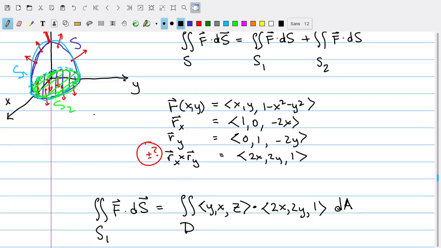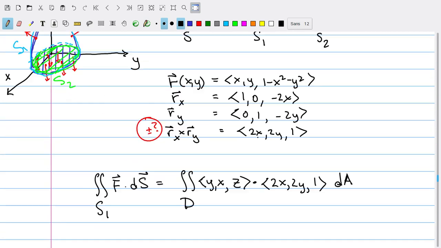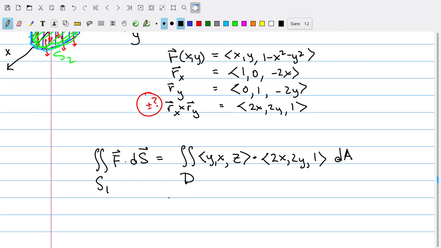And I want to look back at my parameterization. What domain should I integrate this over? And it's very clear to me right now. It should be integrated over the circle. So this is integrated over the circle, x squared plus y squared less than or equal to 1. So let me write down this double integral as the double integral over that disk of 2xy times 2xy plus z dA.